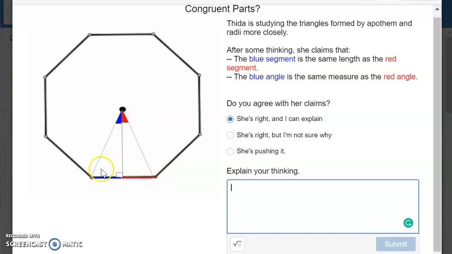And then if they are congruent triangles, then we can conclude that the corresponding sides of congruent triangles are going to be congruent, and these are the congruent or corresponding sides. So that's why these two angles are equal in measure, and these two sides are equal in measure.